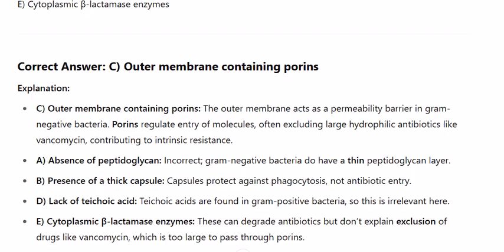A. Absence of peptidoglycan. Incorrect. Gram-negative bacteria do have a thin peptidoglycan layer. B. Presence of a thick capsule. Capsules protect against phagocytosis, not antibiotic entry. D. Lack of teichoic acid. Teichoic acids are found in gram-positive bacteria, so this is irrelevant here.